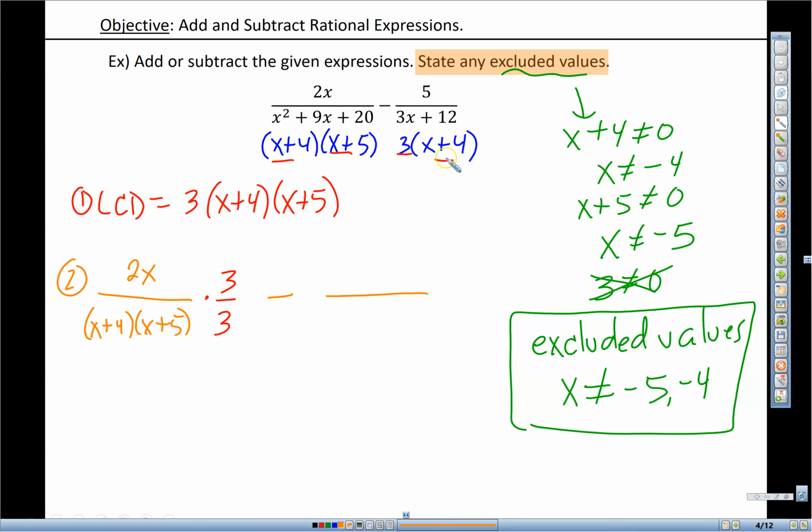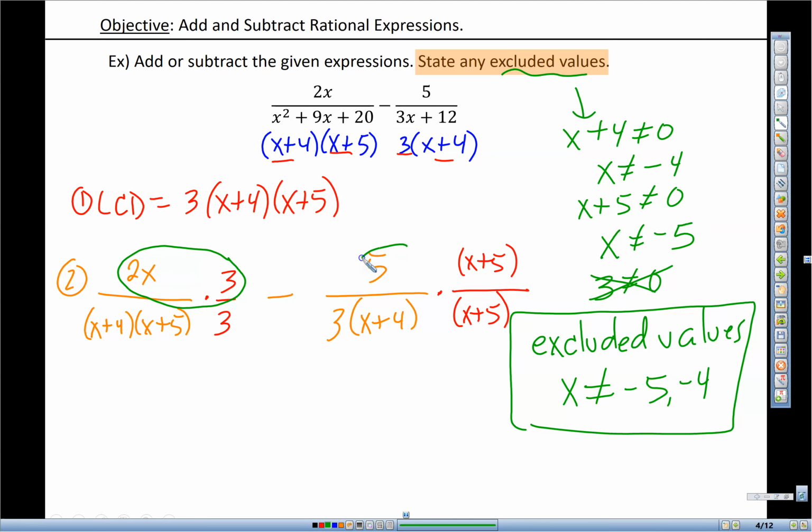And the second denominator has the factors of 3 and x plus 4, so it's missing the x plus 5. So I use my ratio of 1, or create it using the x plus 5 factor. So now this second denominator matches the LCD. Now what I have to do is multiply my numerators together at this point. You don't have to multiply your denominators at this point if you don't want to, okay?